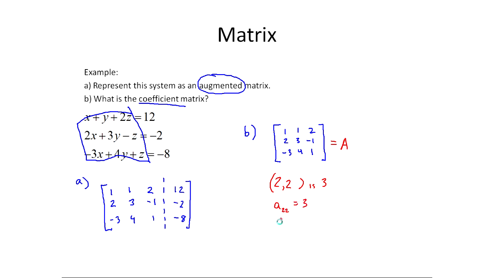So as another example, what is A31? That would mean the third row, first column, that would be the -3. So that would be -3. And I could also refer to that as the 3, 1 element. So this is just the basic terminology you should have when working with matrices. And so after this, then we'll talk about row operations.